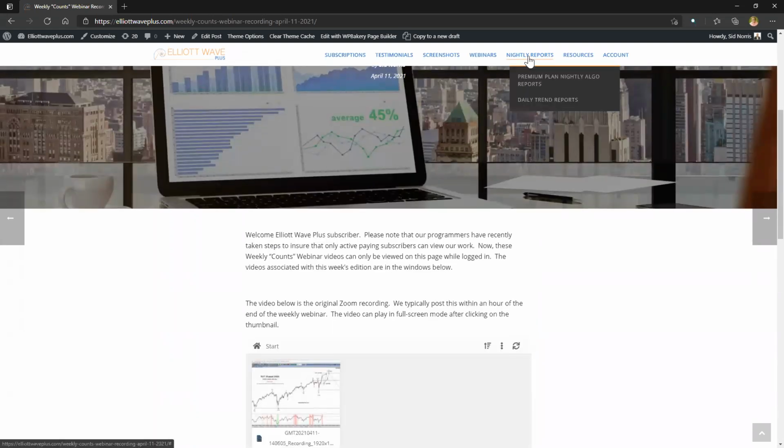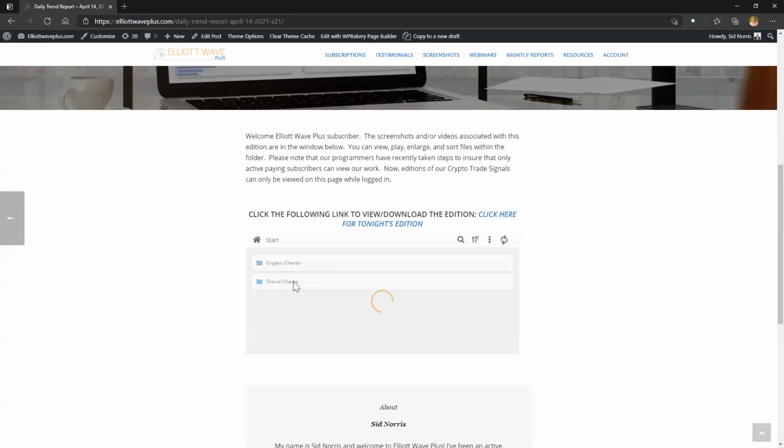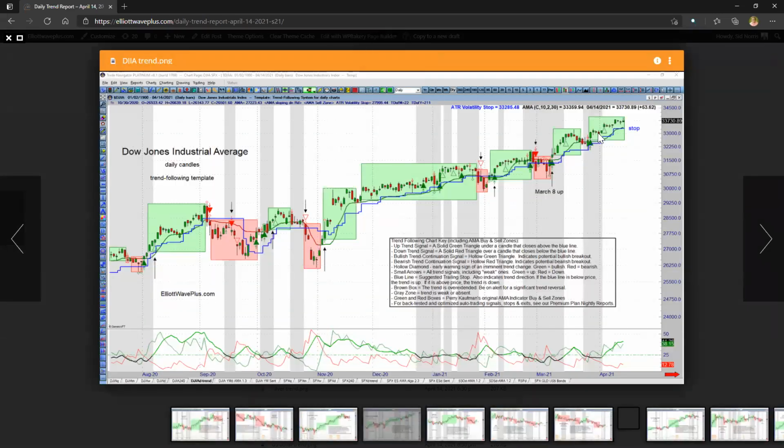But as a premium plan member, you also have some stuff under the nightly reports tab. And two things. One is the daily trend reports. Daily trend reports basically let you know what the trend is currently on daily charts, on a number of items. So here's the Dow Jones Industrial Average daily trend chart. And as long as the price action's in a green box, I think you can figure that the trend is still up. If you are in a red box, then the trend is down.